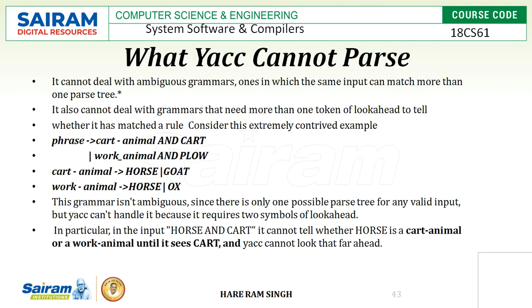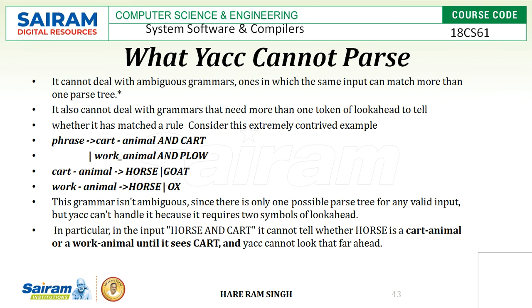This string is also accepted. Now the next topic is what Yak cannot parse. Yak can parse all the strings, but a few things it cannot parse, which is called ambiguous grammar. Let us see an example. It cannot deal with ambiguous grammars, ones in which the same input can match more than one parse. If using the grammar we can generate two parse trees for the same input string, then it is called ambiguous grammar.